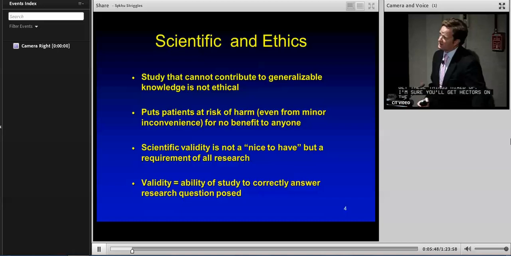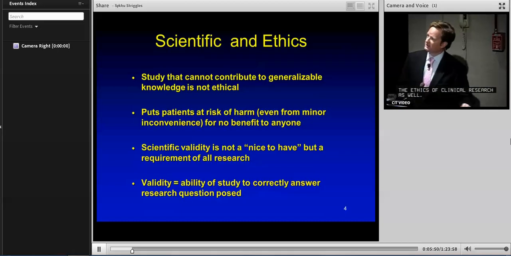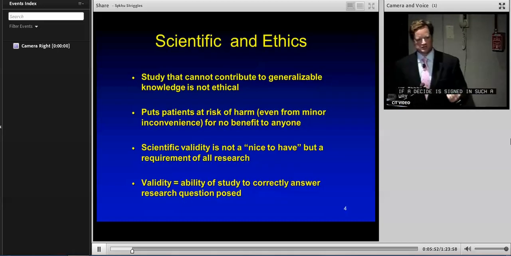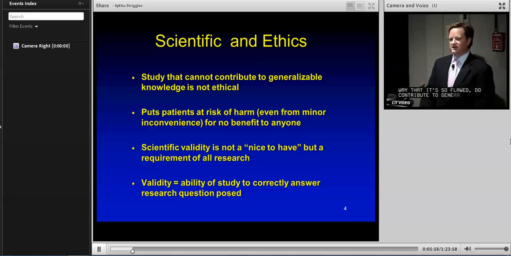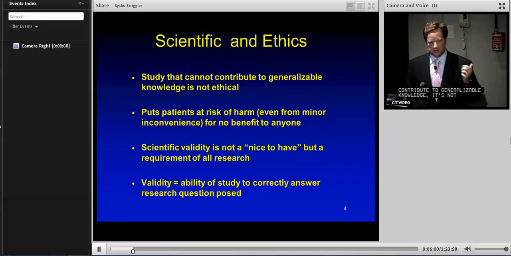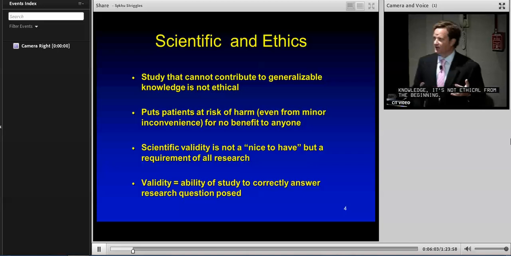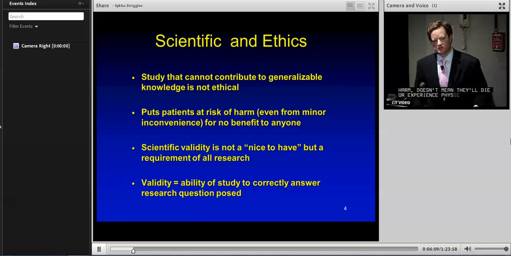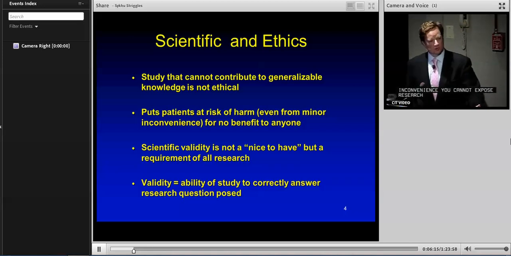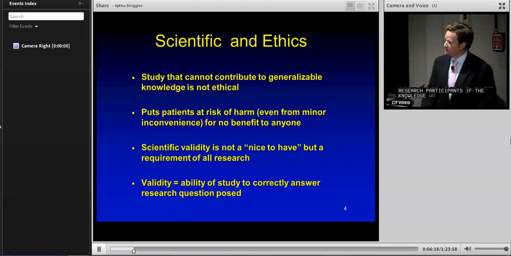If a study is designed in such a way that it's so flawed that it can't contribute to generalizable knowledge, it's unethical to even do the study from the beginning. The reason for that is that it puts patients at risk of harm. And harm doesn't necessarily mean they're going to die or experience some physical damage. And the Belmont Report goes on to say that even if it's a minor inconvenience, you cannot expose research participants to that if the study is not designed in a way that the knowledge is going to benefit anybody. And if the study is so poorly designed, then it can't benefit anybody.